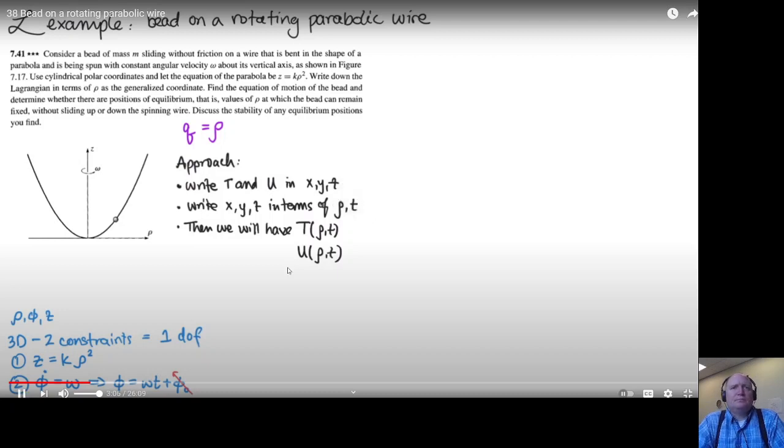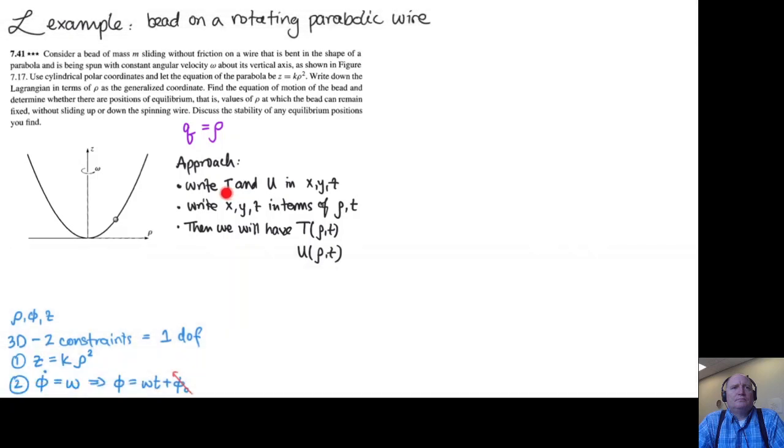So this is the kind of foolproof approach. Write kinetic and potential energy in Cartesian coordinates x, y, and z, and separately write those Cartesian coordinates in terms of the quantities of interest, in this case rho, and in general you can also involve t for time. When you make that substitution, you will have kinetic and potential energy in terms of the generalized coordinate rho and time.